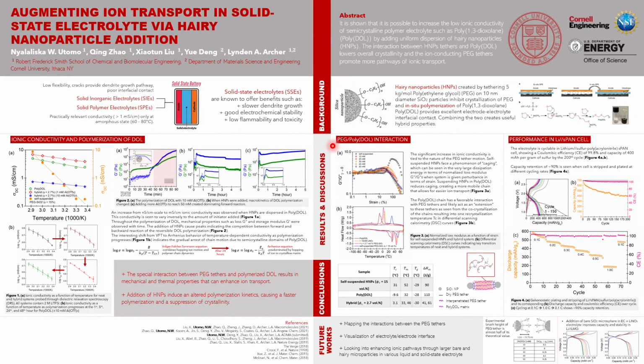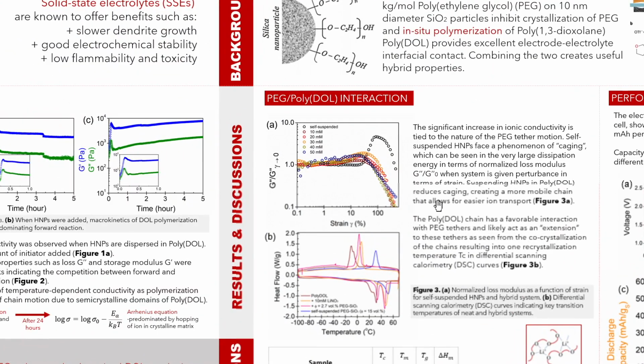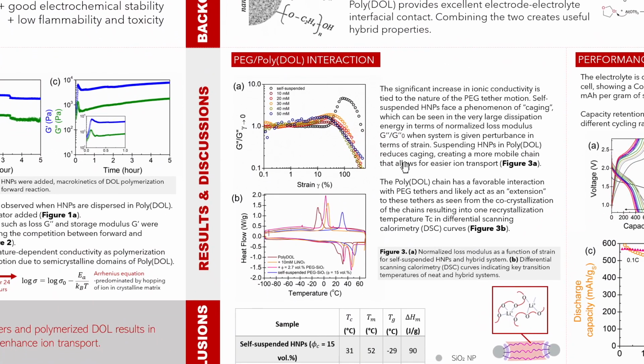Why the very dramatic increase in ionic conductivity? So hairy nanoparticles have this special mechanism called caging, where in order to maximize the entropy, the PEG tethers start to interlock with each other. This creates a large dissipation energy seen in the peak of loss modulus, as larger strain is given to the chain, seen in Figure 3a. By dispersing hairy nanoparticles in poly-DOL, we are in fact reducing this caging phenomenon.